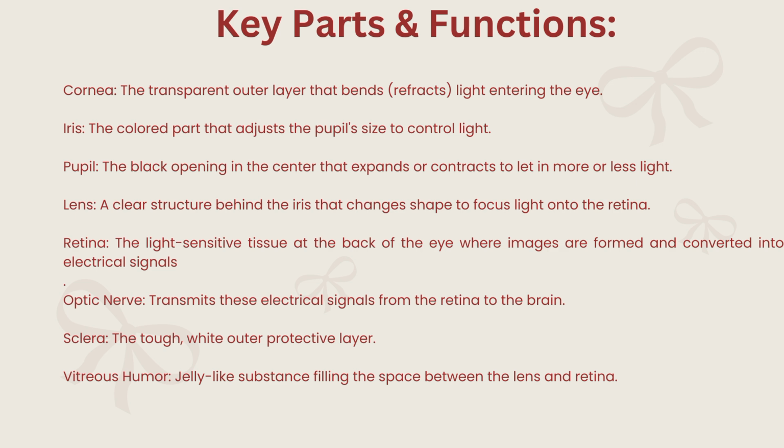the retina. Next we have the retina, the light-sensitive tissue at the back of our eyes where images are formed and converted into electrical signals. Then we have our optic nerve, which transmits these electrical signals from the retina to the brain to form the images or the vision. Then we have the sclera, the tough white outer protective layer. Lastly, we have the vitreous humor, a jelly-like substance filling the space between the lens and the retina.